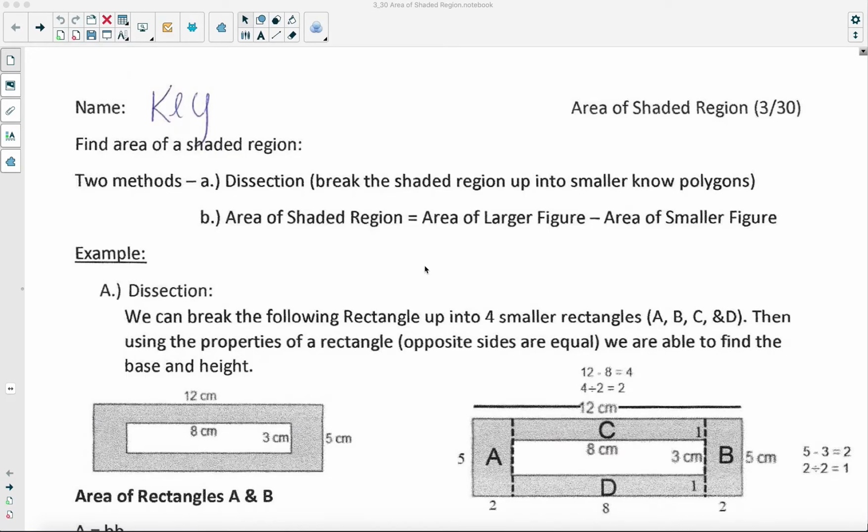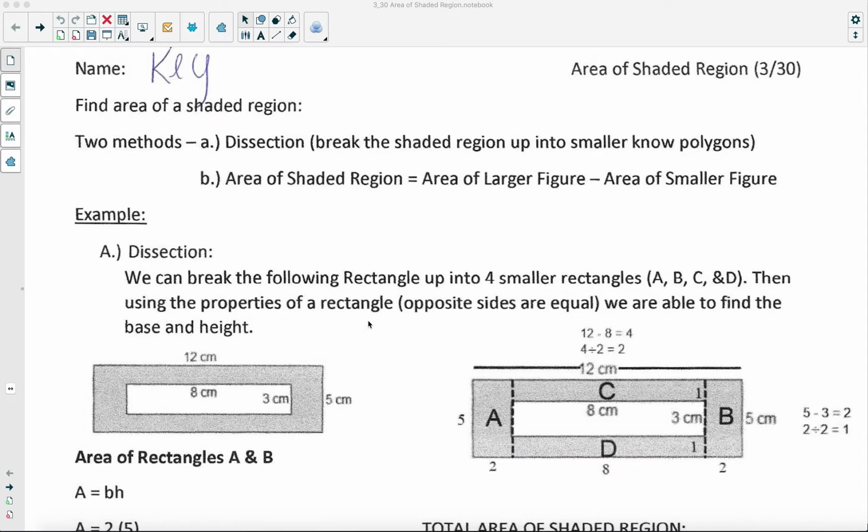We're going to get started this week with finding area of a shaded region. And what's nice about this lesson is it really is nothing new in terms of formulas or ideas. It's just a matter of rethinking how we look at a problem. So how do we find the area of a shaded region?